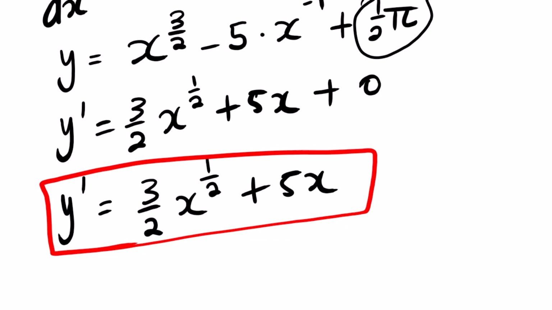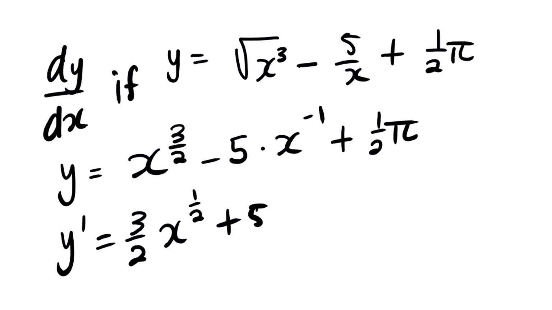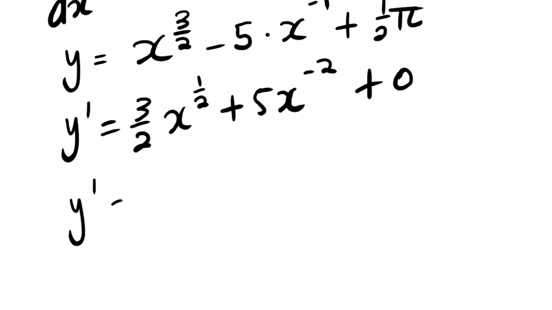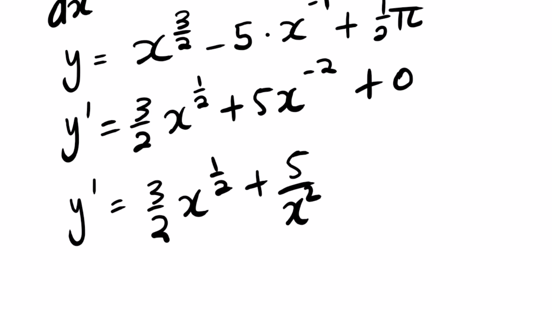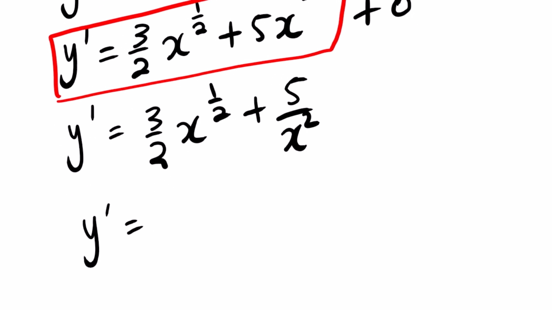Now actually there's a problem. Let us quickly rectify it. Our problem is here. We have positive 5x to the power negative 2, plus 0. We have 3 over 2 x to the power 1 over 2 plus 5 over x squared. If you want to, you may leave your answer here, but like I said, if you wish to continue, you will have this answer.